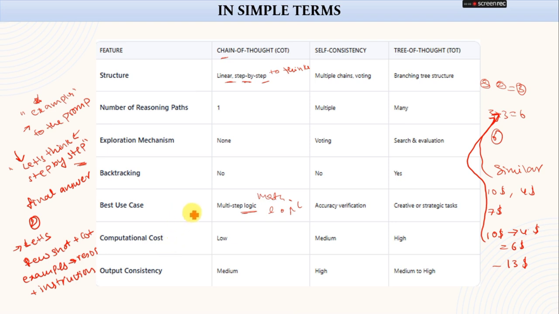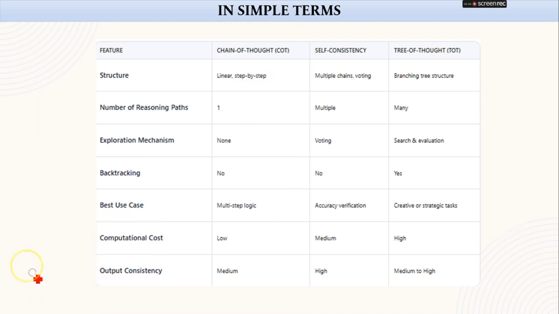Now let's see some advantages of chain of thought prompting. It improves accuracy on multi-step tasks, makes the model's reasoning more transparent, and encourages logical consistency. It also has some limitations. Sometimes it can be verbose, and it may propagate errors if early steps were wrong. Hence, to avoid this limitation, self consistency prompting was introduced. Self consistency prompting is nothing but voting for the best answer.